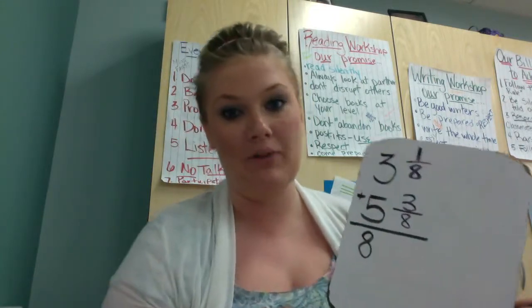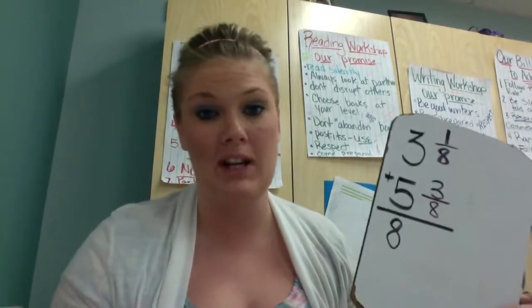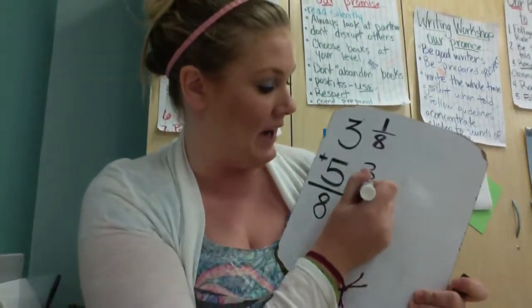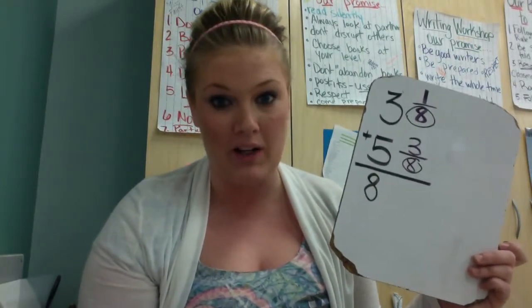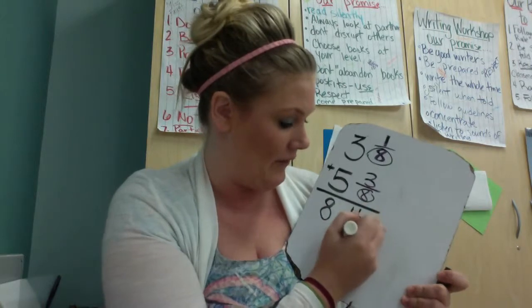Now, looking at my fractions, we know that you need to have a common denominator, which means the denominators have to be the same. So we're looking here and we have an 8 and an 8. So we know it's broken into eighths. Now we can add our numerators, keeping the same denominator. So we add 1 plus 3 and we get 4 eighths.